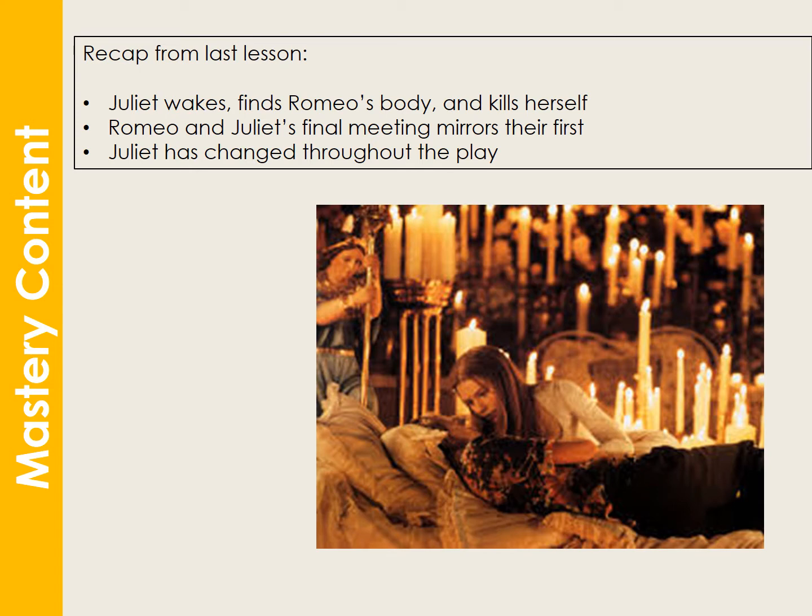We had all that talk of lips and hands and kissing, and we did a bit of comparison, didn't we, about the differences and similarities between their first meeting and their final meeting. And we also talked about how Juliet had changed throughout the play, how she'd started off as being quite a quiet and submissive and obedient person to, by the end, being really determined and quite feisty and pushing for what she wanted. So that was last lesson.